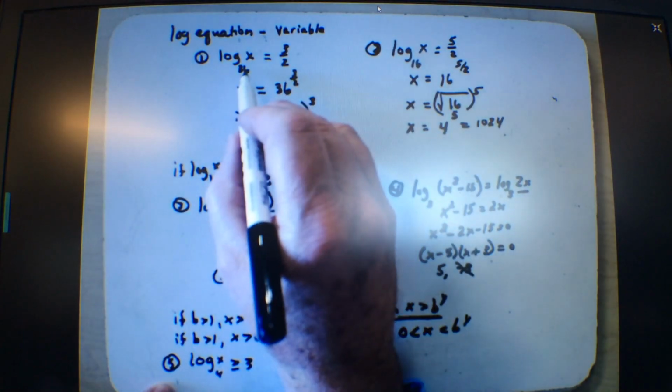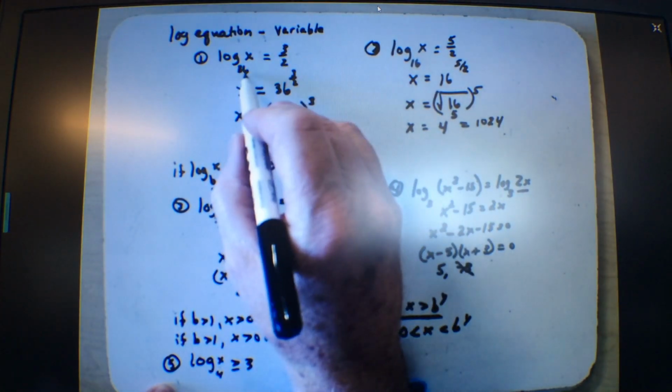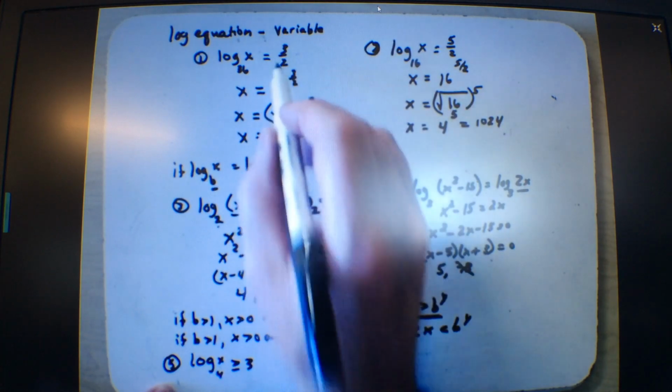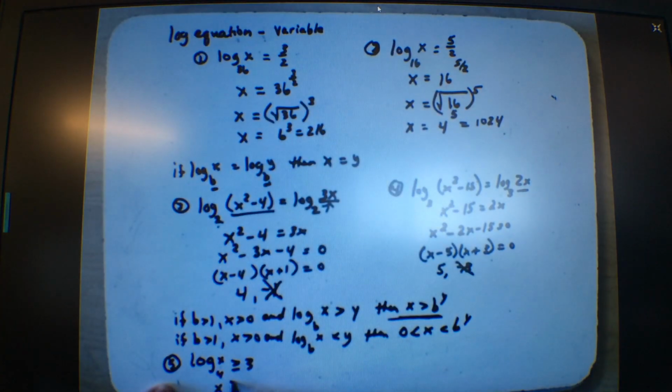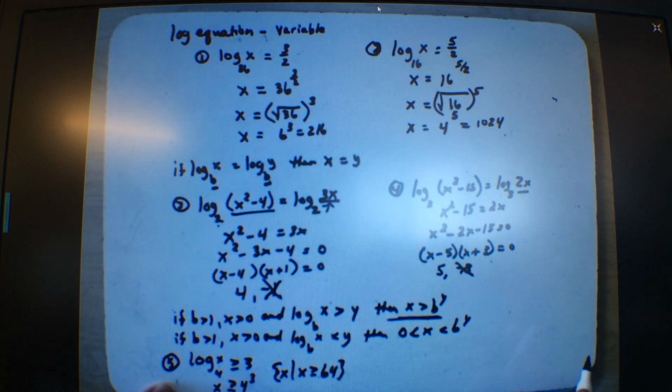You remember this? We would go x is equal to 36 to the 3 halves. Same pattern. x is greater than or equal to what? 4 to the 3rd power. So x is greater than or equal to 4 to the third power, which is, I believe, 64. Got it? Now, here's the hard one, and it's not that hard, you just have to remember, that's the problem.